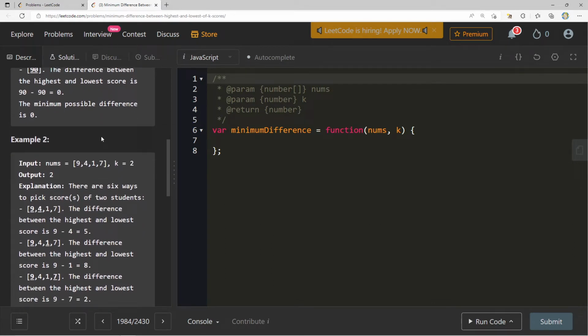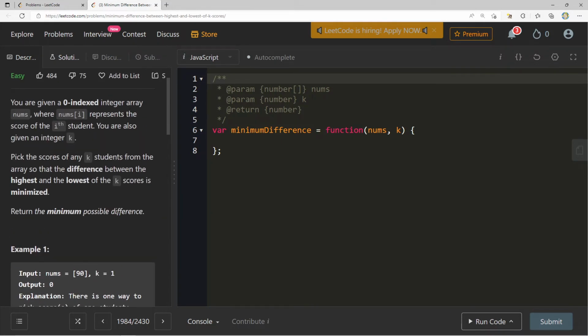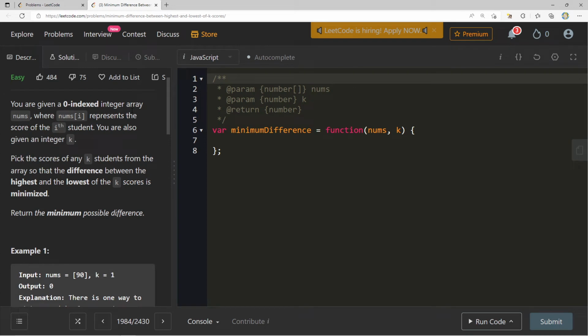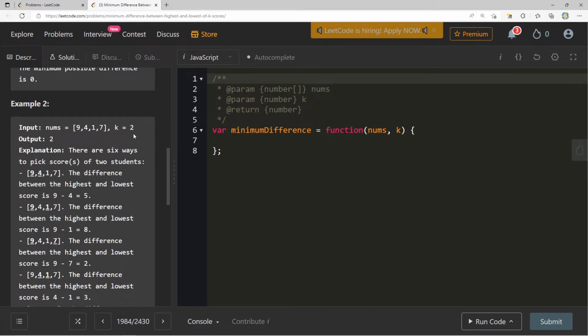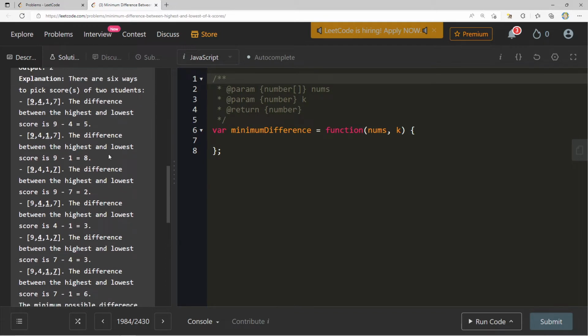So 9, 4, 1, and 7, there are 6 ways to pick scores of two students. It wants us to pick the scores of any k students from the array so that the difference between the highest and the lowest of the k scores is minimized. I see. So what are the highest two scores? 9 and 7. The lowest two scores are 1 and 4. So I think we want what? 7 minus 4, which is 3.